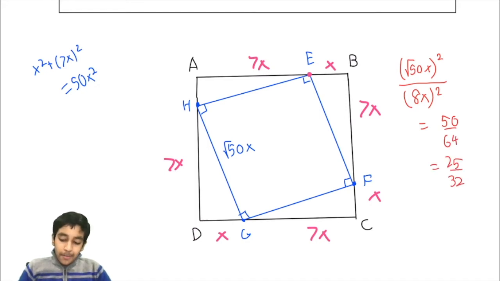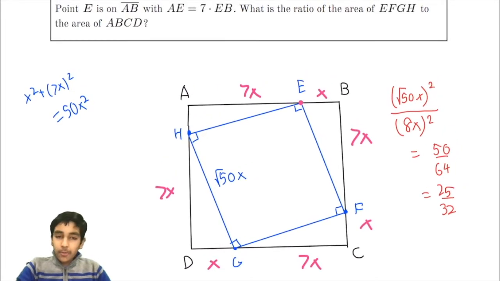So you don't actually need to use x. You could just assume it's equal to 1, and that would also work. So essentially, we've gotten that the ratio is equal to 25 over 32, which is the answer for this problem.